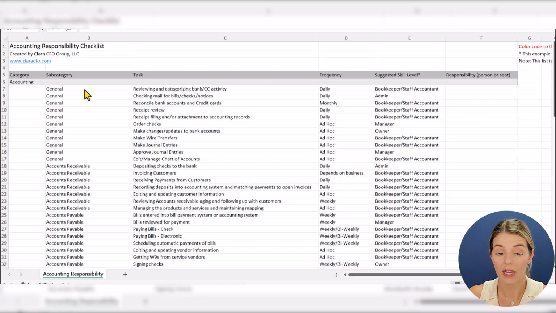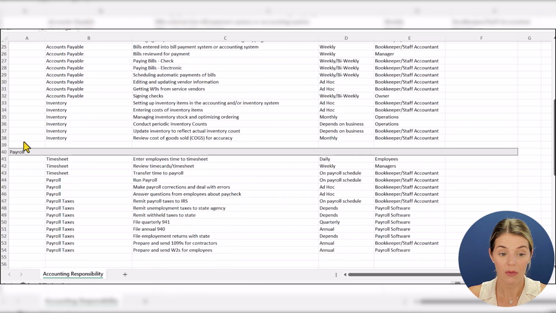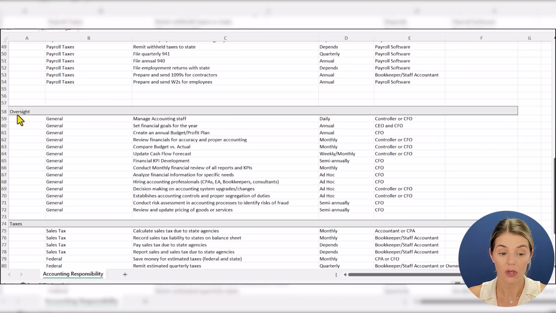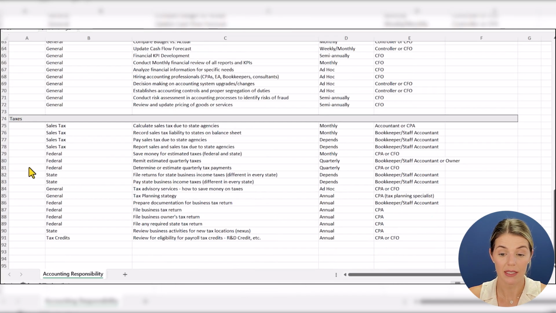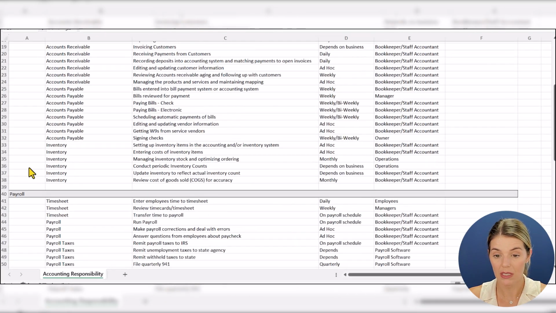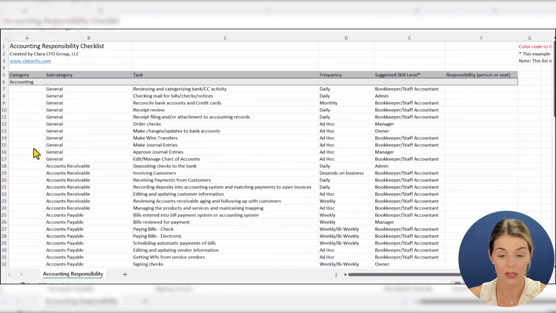Okay, so just high level, I have this separated into general accounting, payroll, financial oversight, and taxes. And then with this being an Excel spreadsheet, you can always add additional lines, okay?